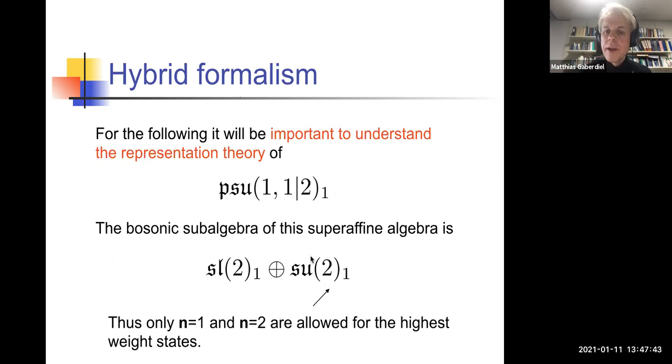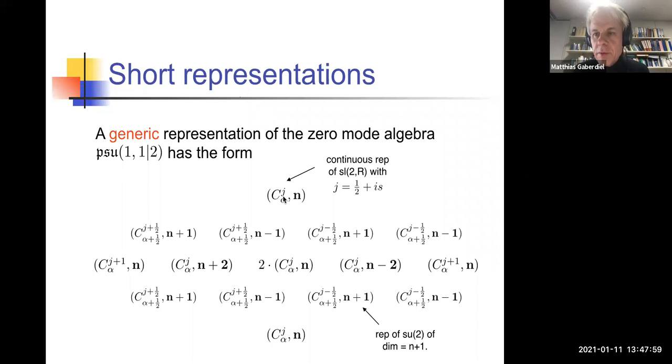So we can ask, what are the generic highest weight representations, i.e. what are the generic representations of the zero mode algebra PSU(1,1|2)? Now the generic representation of the zero mode algebra takes this form. You write down each factor as a representation of SL2R, which I labeled by the spin of SL2R, and alpha is this quantum number that describes the J3 0 eigenvalues mod integers. And then the second entry is the dimension of the SU2 representation that combines with it, because you have SL2 plus SU2, so each factor you can describe in terms of representations of these two algebras.